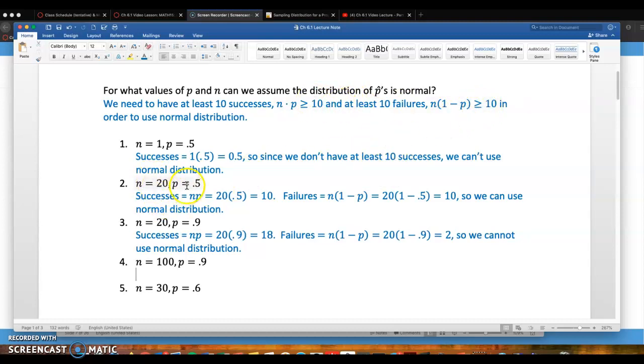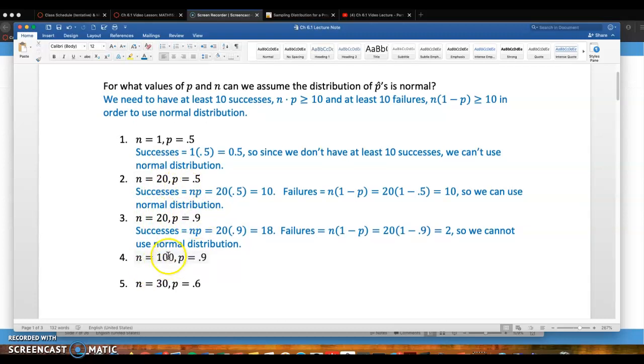With 20 and 0.5, we could use the normal distribution because n times p is 10, so 10 successes, and n times 1 minus p is also 10. As long as we have 10 or more, we're good. Then we also looked at n equals 20 with a proportion of 0.9. We have plenty of successes, 18, but the number of failures is less than 10, so we can't use the normal distribution. Notice sample size alone is not good enough. We have to connect that with the proportion.